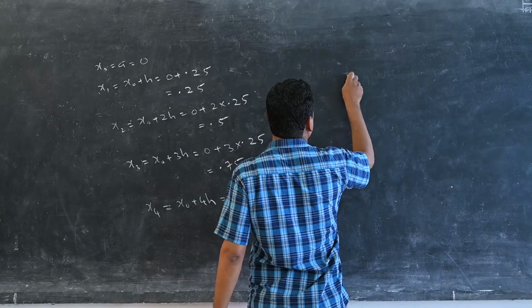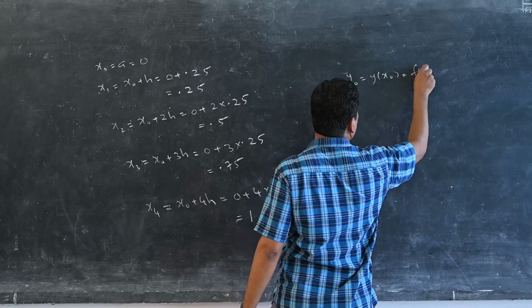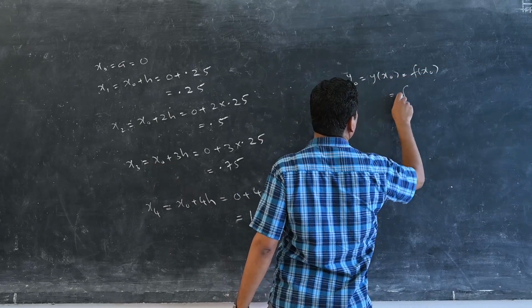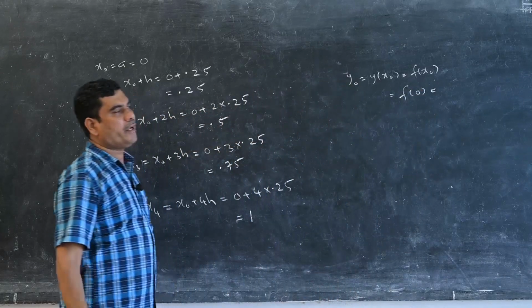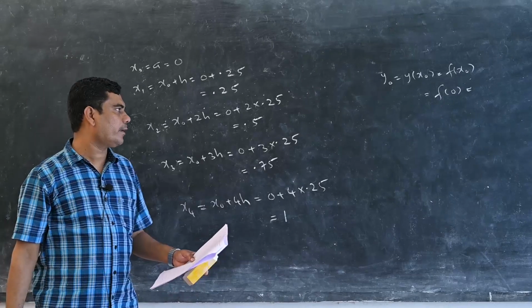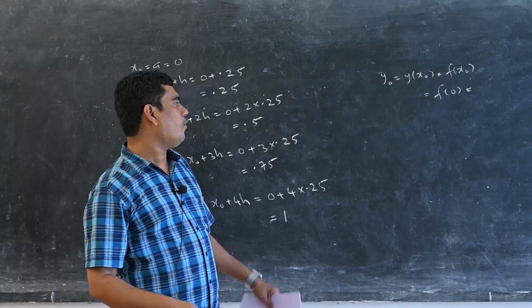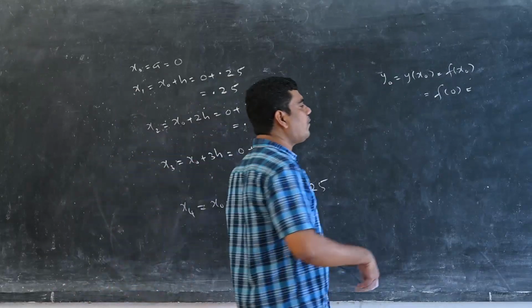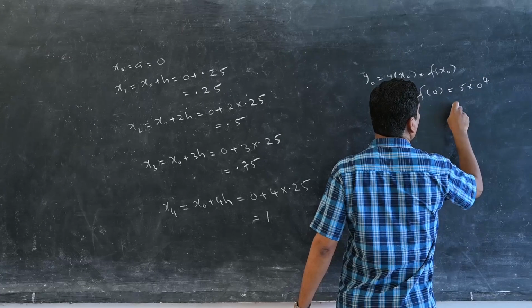y naught is equal to y of x naught. It is f of x naught. It is f of 0. Find the value of the function at this x naught. X naught is equal to 0. So here the function is f of x is equal to 5x raised to 4. So f of 0 is 5 into 0 raised to 4. It is equal to 0.